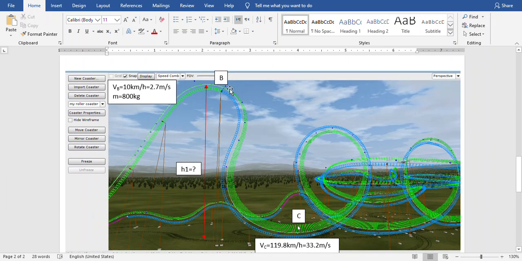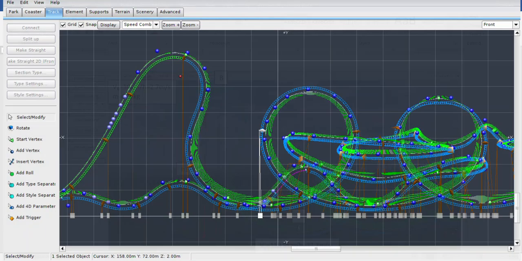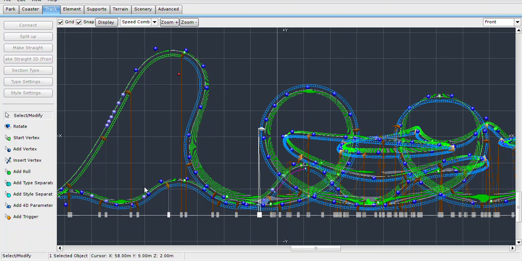I have a screenshot from my NoLimits here. This is a real roller coaster I have designed in NoLimits 2. The green lines are speeds. At the bottom I have the most kinetic energy, and my speed is about 119 or about 120 kilometers per hour. At the top I have the least kinetic energy, as I explained earlier, and the utmost potential energy. Here the speed is very small, about 10 kilometers per hour.